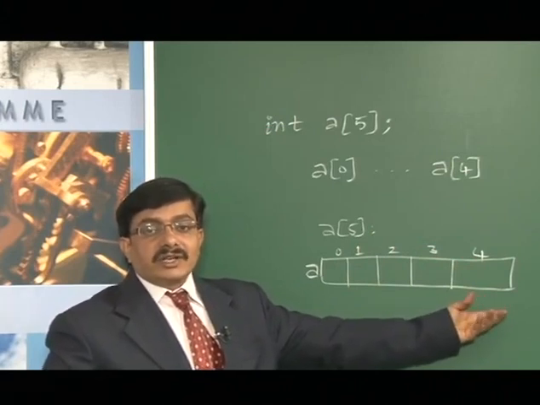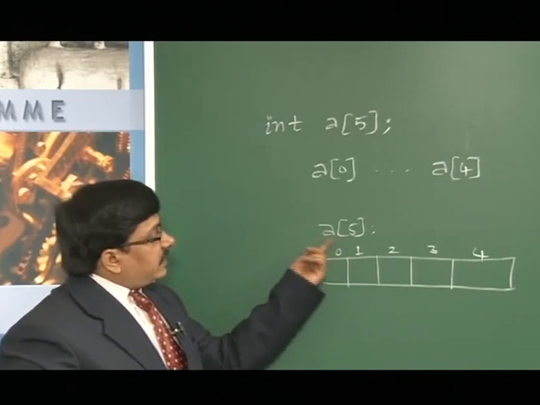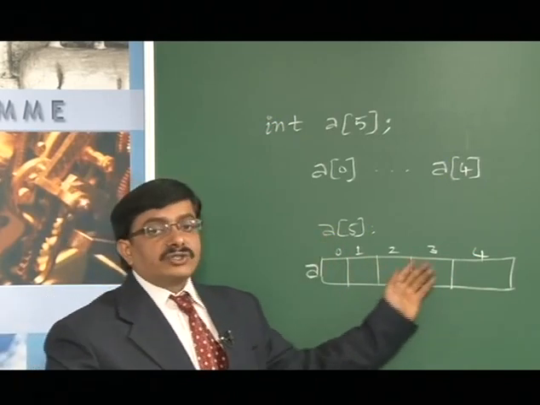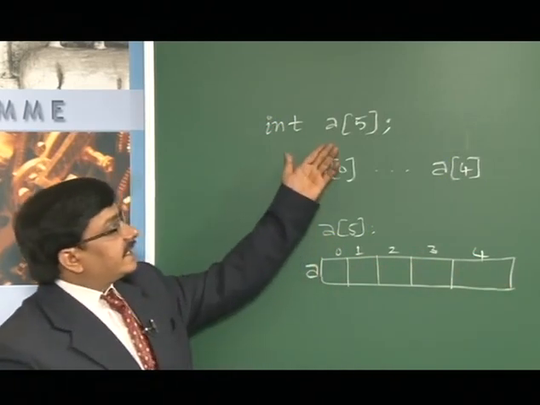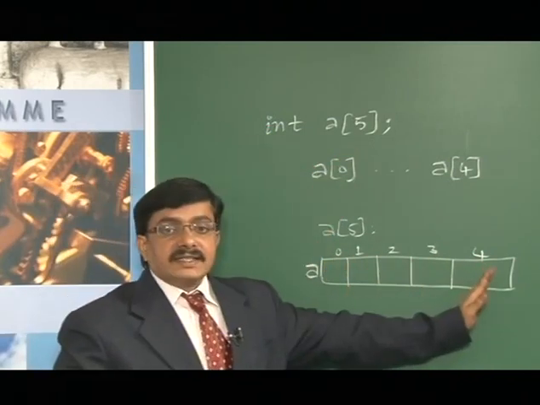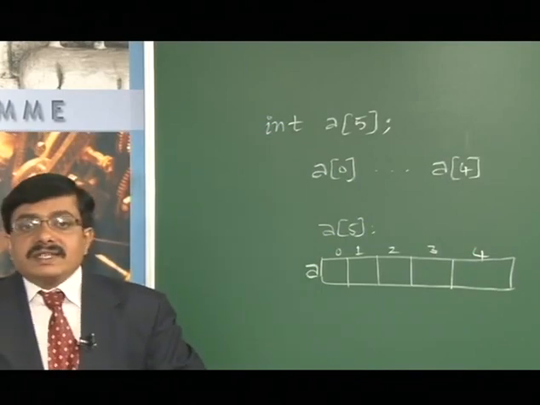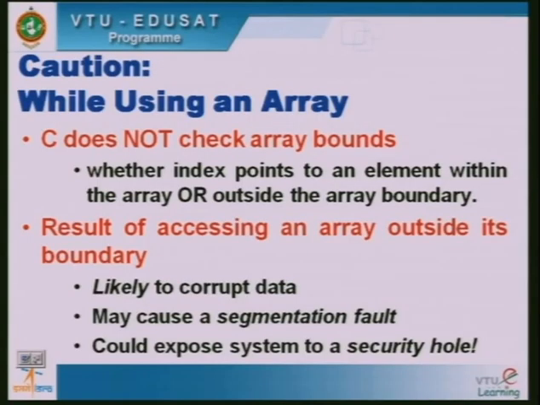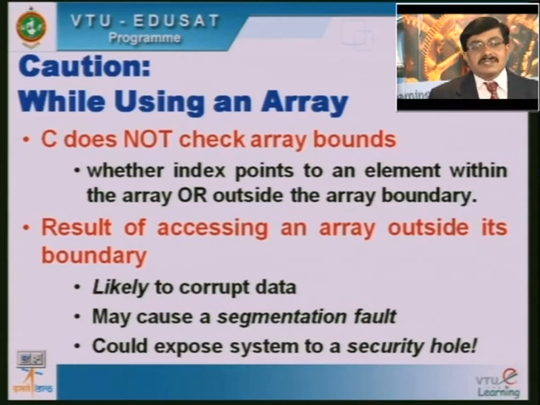So memory is not allocated, and it is a rule that we should not access the array elements outside the boundary. The boundary for the declaration a[5] is that the lower index is 0 and the higher index is 4. If you try to access an array element outside the boundary, the possible consequence is that it is likely to corrupt the data.